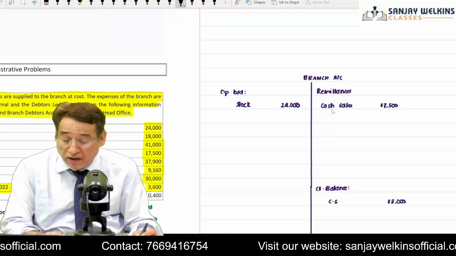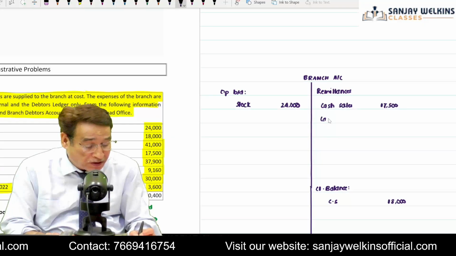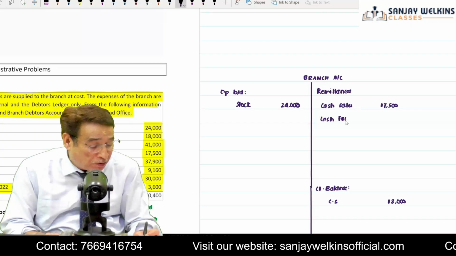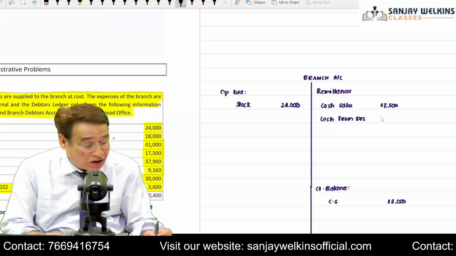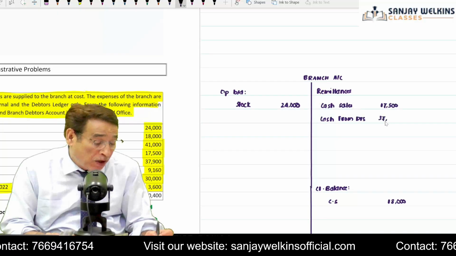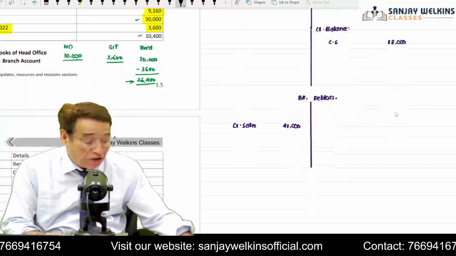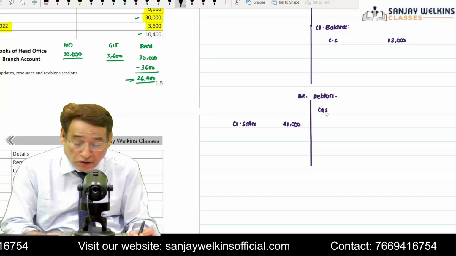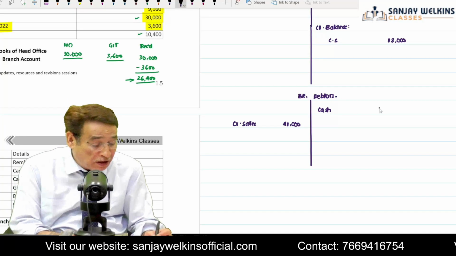Similarly, the next item happens to be receipts from debtors. Receipts from debtors means cash receipt from debtors. In this question, cash from debtors is already given to you. You have received from debtors 37,900. Now cash receipt from debtors, because it is related to debtors, will also be written on the credit side of the debtors account, and over here you are going to write receipts from debtors 37,900.